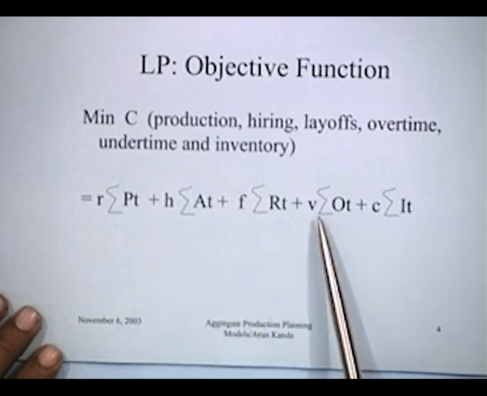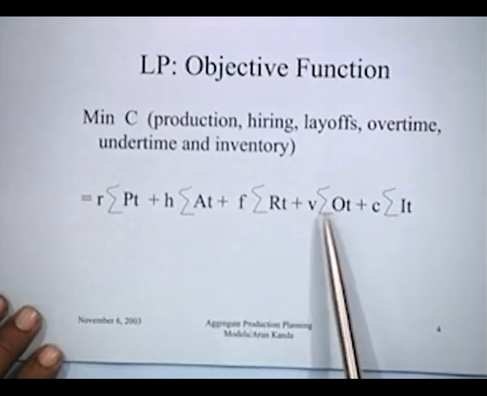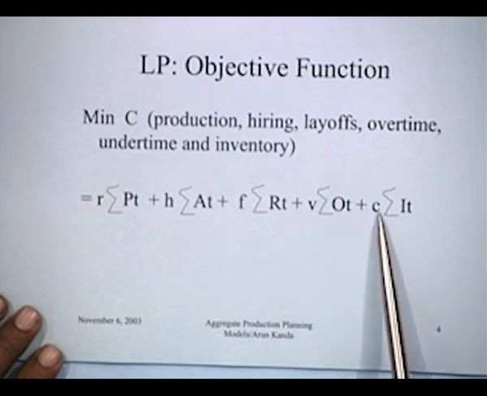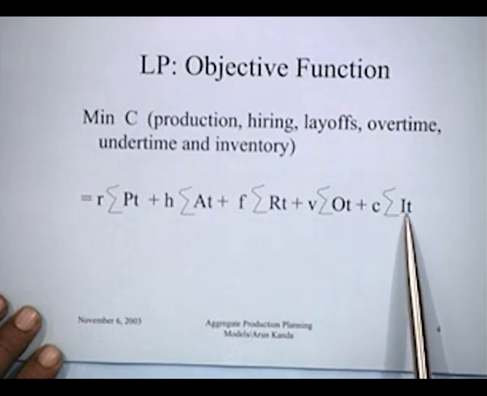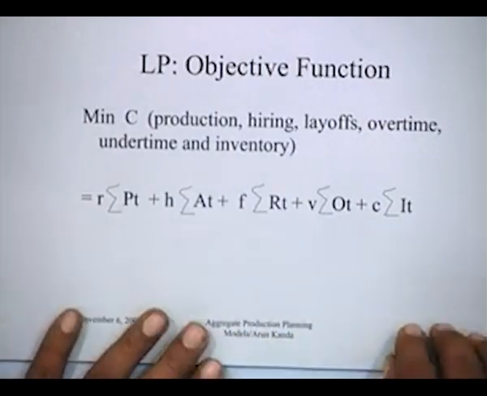And similarly, you have the production on overtime. V is the unit cost of production on overtime, and C is the unit cost, and IT is the inventory. So this is the inventory related cost. So essentially speaking, the objective function would look something like this.